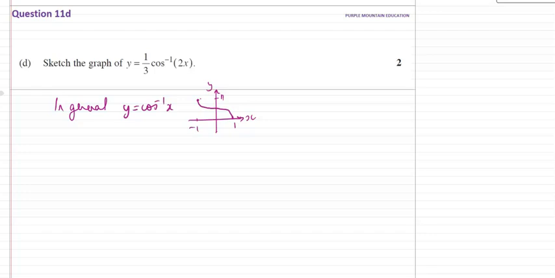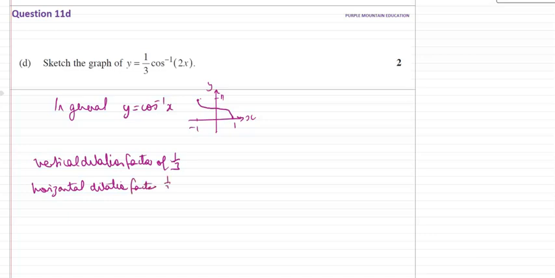I just need to note how I've adjusted it with these transformations. So I've got a vertical dilation factor of a third, and I've got a horizontal dilation factor of a half. So let me just adjust my axes in that way.